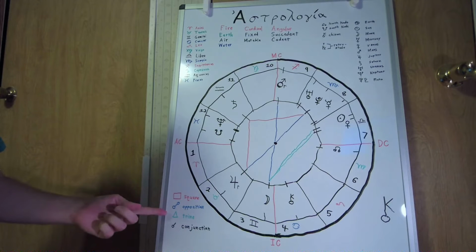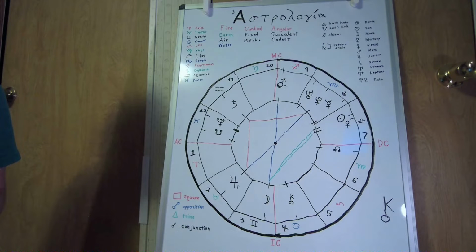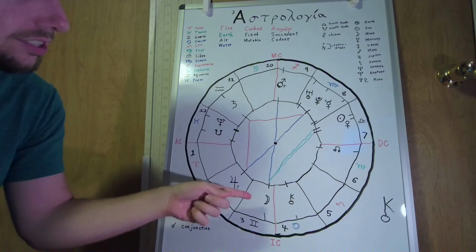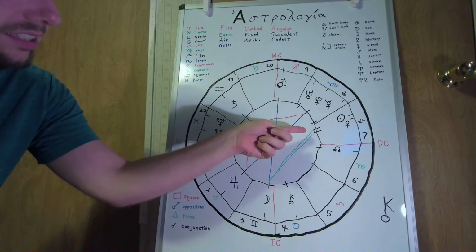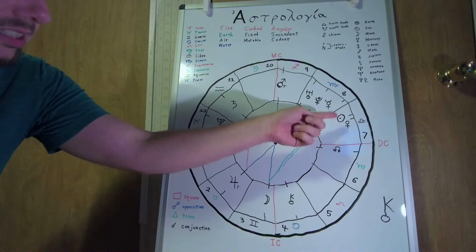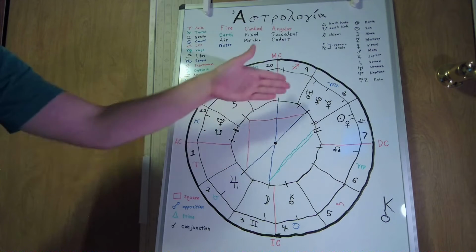Next, we have a trine. And a trine is 120 degrees apart. A trine means that the two planets, or objects or points, are going to be working well together. In this case, the moon is trining the sun, and it's trining Venus. Now let's say the moon is 25 degrees Gemini, let's say the sun is 25 degrees Libra. That's 120 degrees apart, that's a trine.